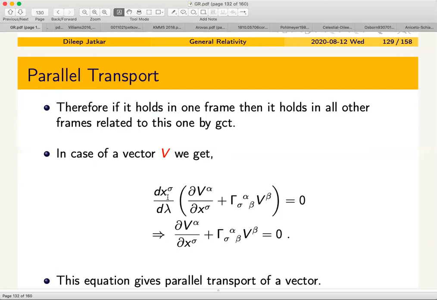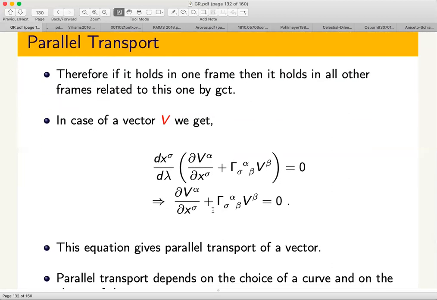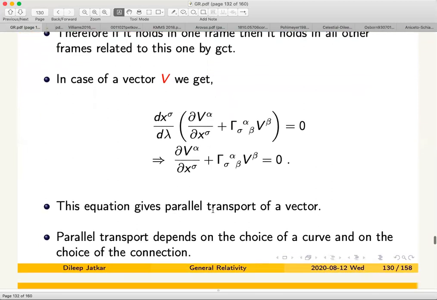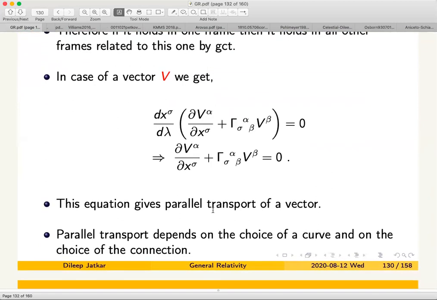Okay, in that case of course this is non-zero, which implies that the quantity inside the parenthesis should vanish. So this is the equation for parallel transport of a vector. And as we already said, it depends on a choice of path as well as a choice of connection.